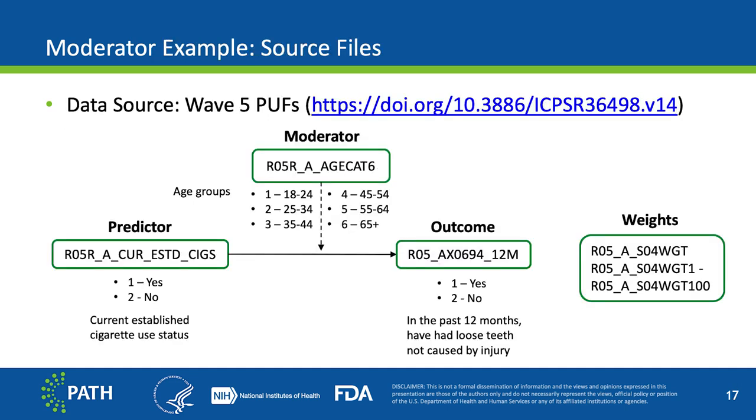We will only use variables from the Wave 5 path. Here you can see we are using current established cigarette use status as the predictor. For the outcome, we are interested in people with loose teeth in the past 12 months. For the moderator, it's a 6-category age variable. We are using Wave 5 single wave weights for the Wave 4 cohort for this particular example.